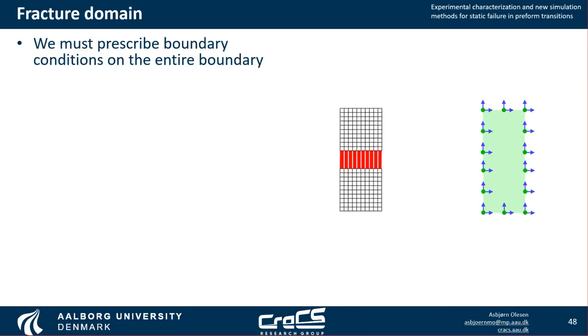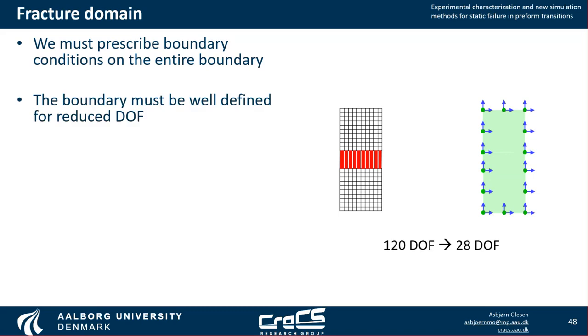We have some requirements for this, however. Since this fracture domain is going to be part of a larger solid, we must be able to prescribe boundary conditions on the entire boundary. We are, however, also interested in reducing the complexity of the boundary, and we must keep a well-defined boundary condition even when we do this reduction in the degrees of freedom. So just as the example here is that we want to go from this example with 120 degrees of freedom down to this where we have 28.